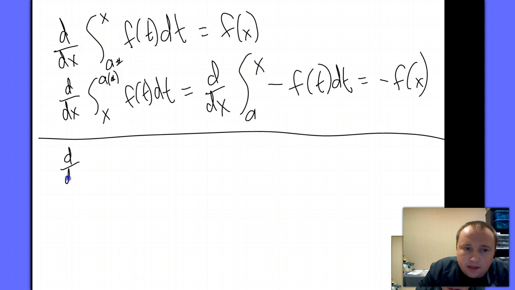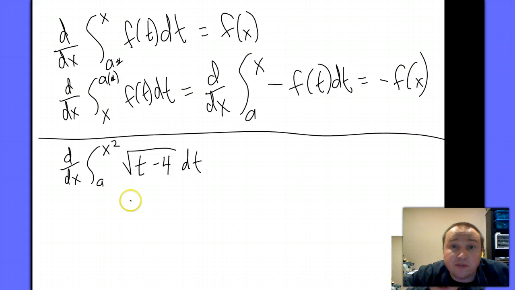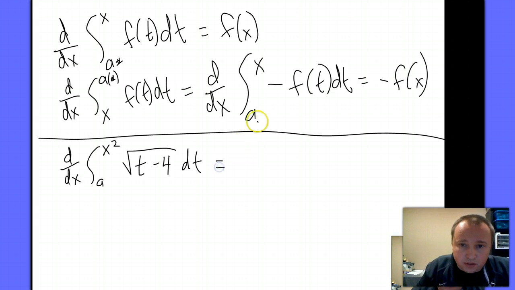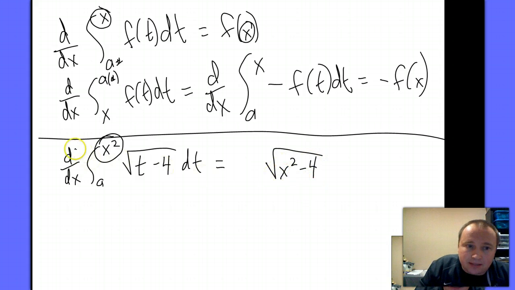Where it gets tricky is when I take the derivative from a number to, let's say, x squared. Let's give it a function. Ready? Square root of t minus 4 dt. Well, the second fundamental theorem of calculus says to plug it in. So you notice on these ones up here, you just plugged x into the function. That's it. So we're going to plug this into the function. So this is x squared minus 4. Done. But here's the catch.